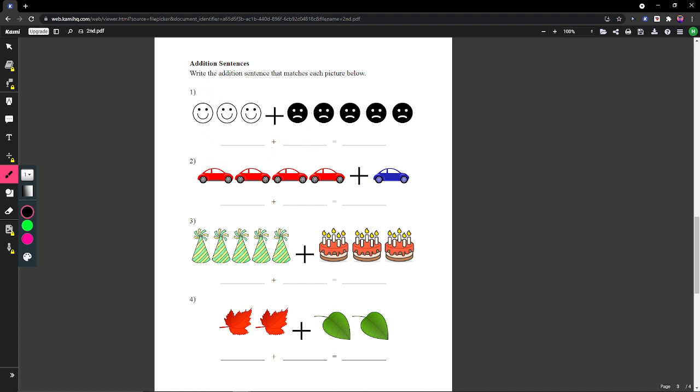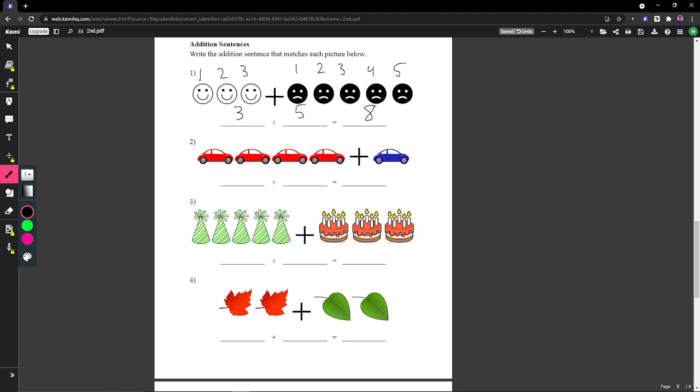So we can see there are 1, 2, 3 happy faces. So we would write 3 right here. And we can see there are 1, 2, 3, 4, 5 sad faces. And you can see that you would just do 3 plus 5 is equal to 8.